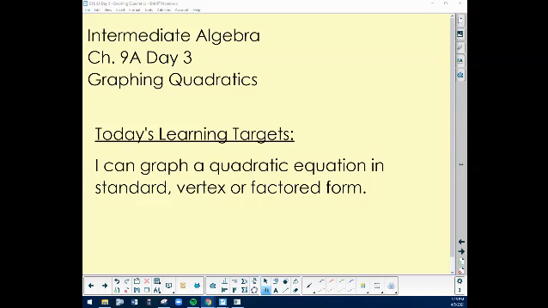Today we are on chapter 9A, day 3, and we're going to learn about graphing quadratics. This is going to look a little bit different than what we did last year, just modifying to what Delta Math has available. But we should know either how to graph quadratic equations in all three forms, or how to take those graphs and write equations. So we're really just going to be relating graphs to the different forms that we have.